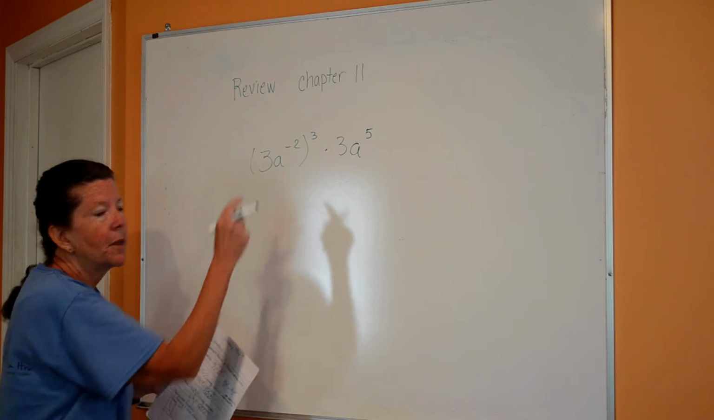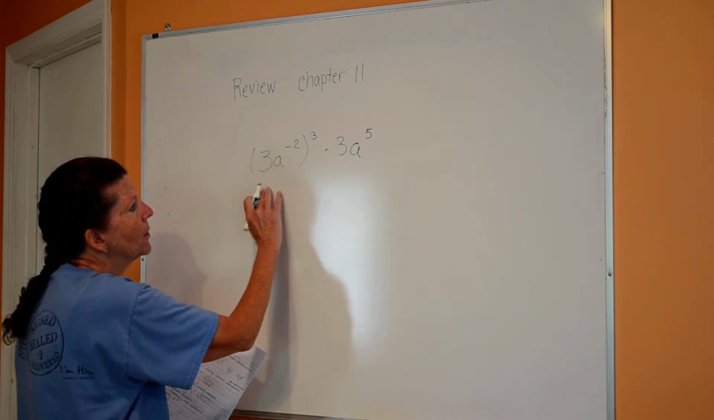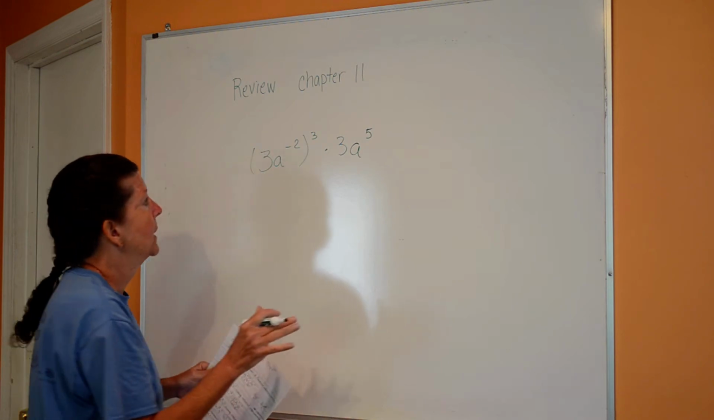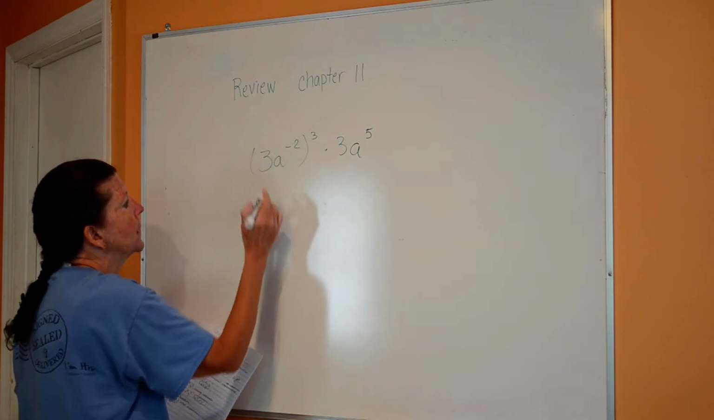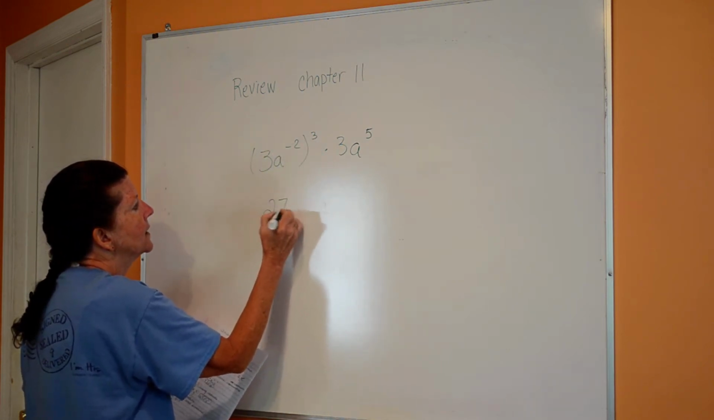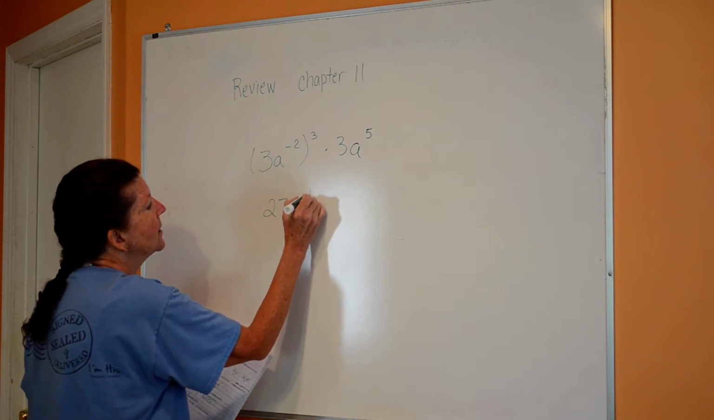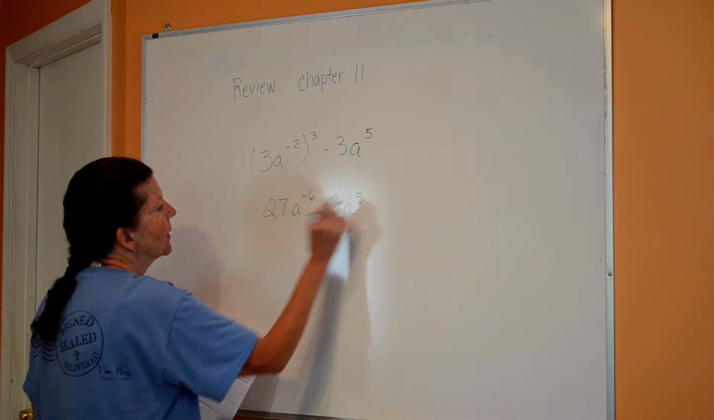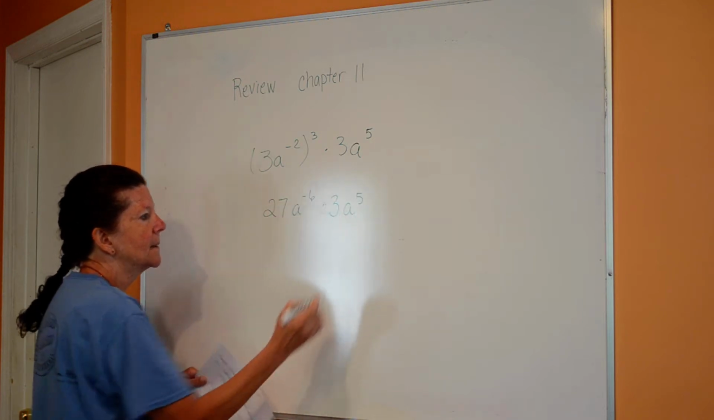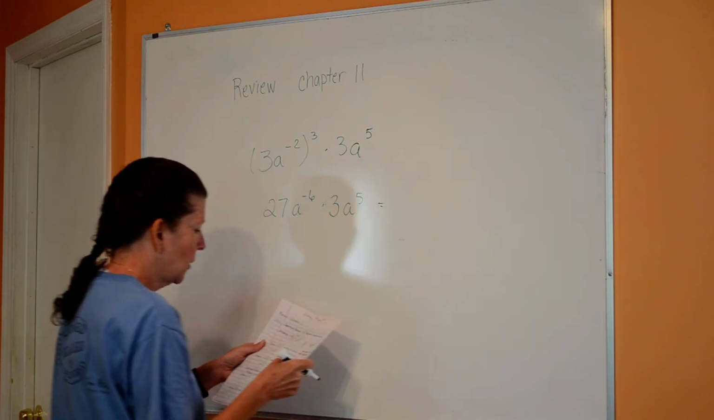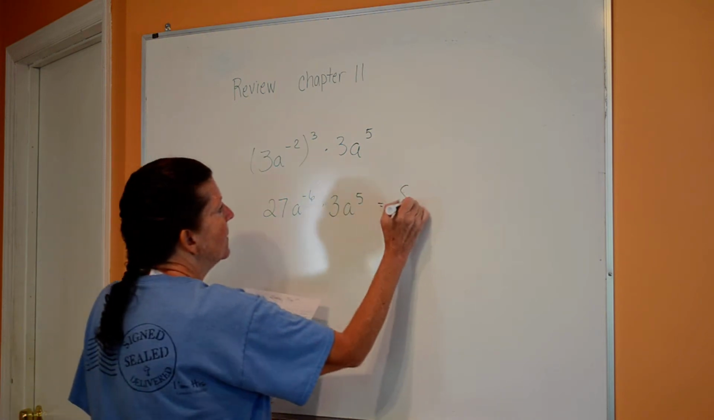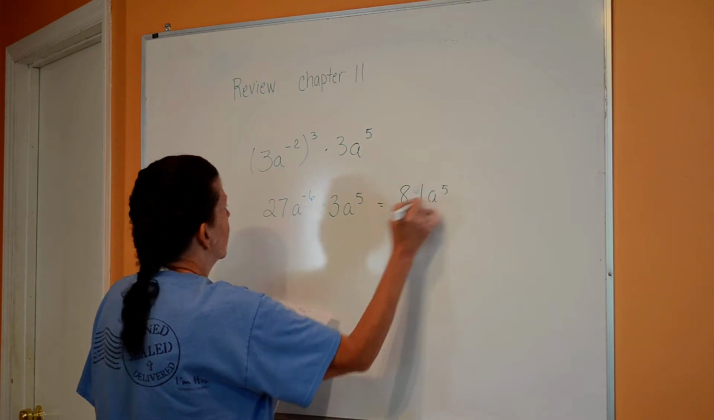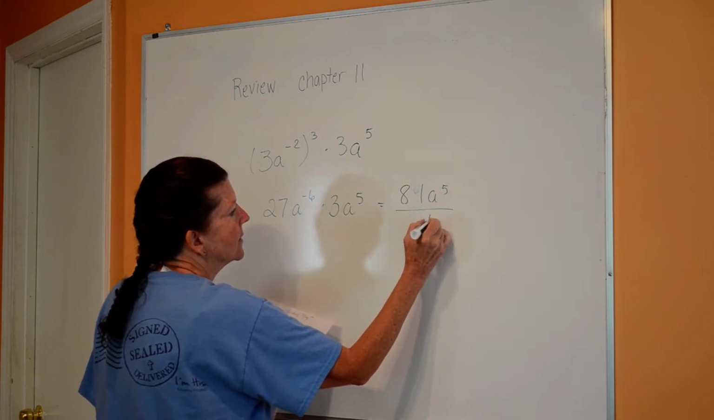We had to remember that a power raised to a power, we multiply, and if the base numbers are the same and we're multiplying, we add the power. So on this one, the 3 is applied to the 3, so that's 27a to the negative 6 times 3a to the 5th. Well, if I have a negative 6 exponent, that means it's going to go on the bottom. So this is going to be 81a to the 5th over a to the 6th.